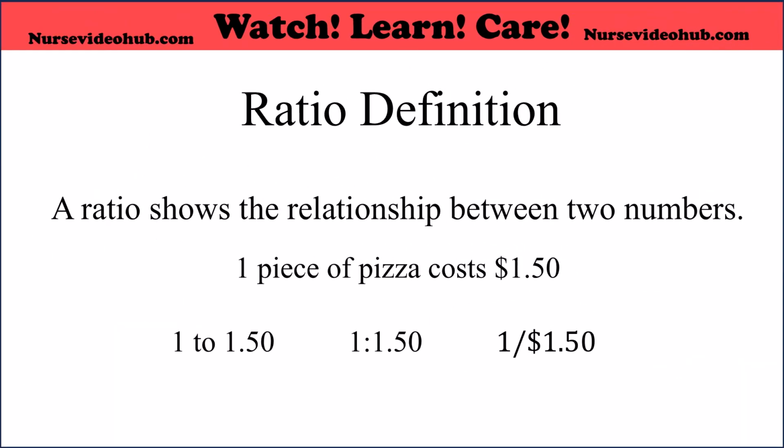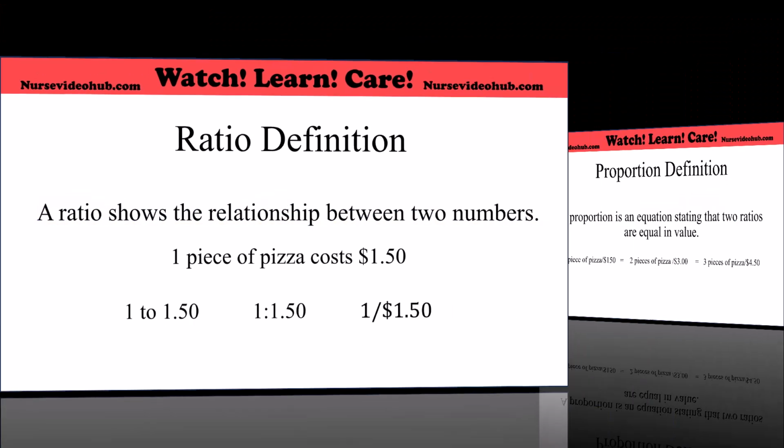Before we dive into the calculations, it is important to understand the basic concepts of ratios and proportions. A ratio shows a relationship between two numbers. For example, if one slice of pizza costs $1.50, the ratio of slices to cost is 1 to 150, or 1 over 150. It illustrates the relationship between the number of pizza slices and the cost.